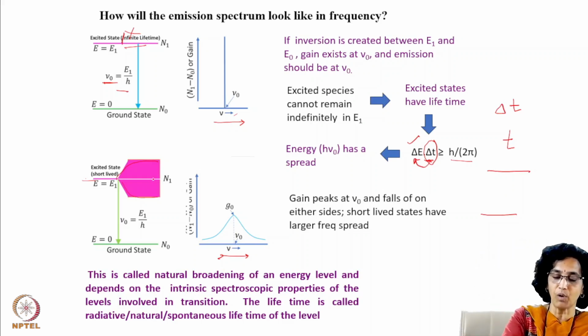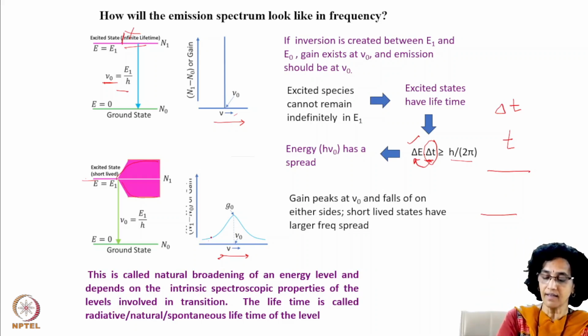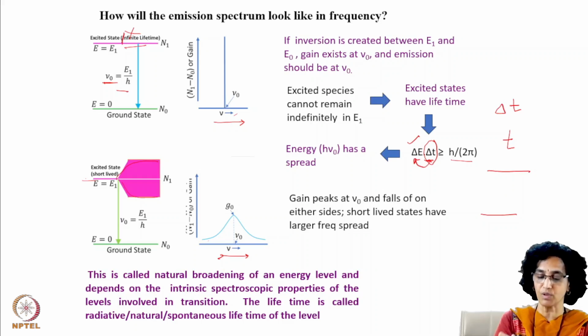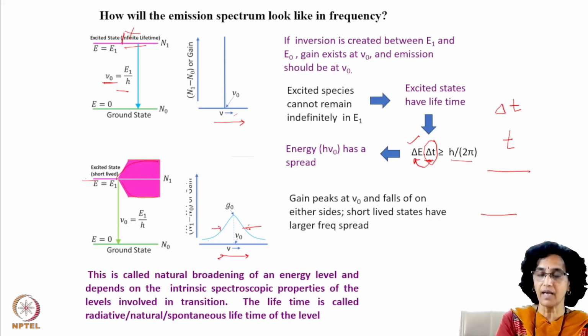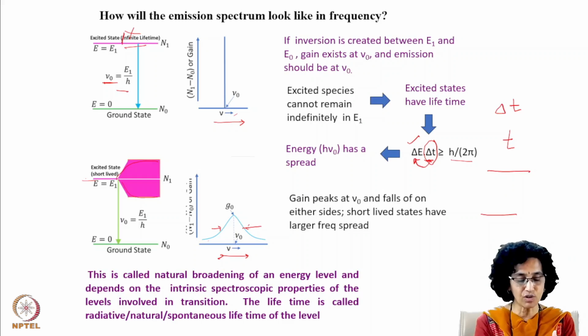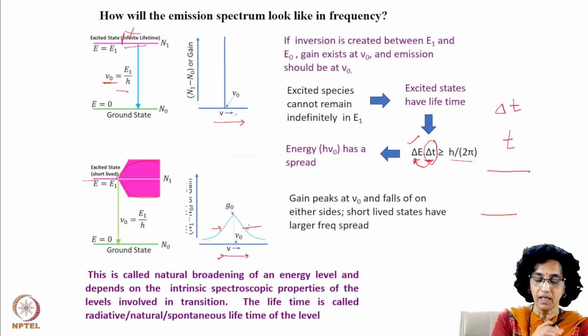So when an atom or a molecule makes a transition from the excited to the lower level, when you consider a number of atoms, you see that it gives rise to such a kind of distribution. This width is called the natural line width, or natural broadening, of the energy level. It is intrinsic and depends on the spectroscopic properties of the levels involved in the transition.